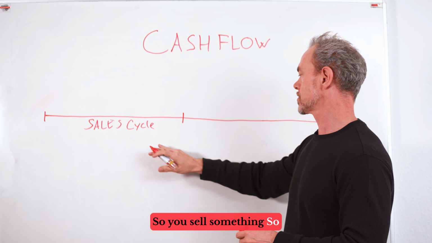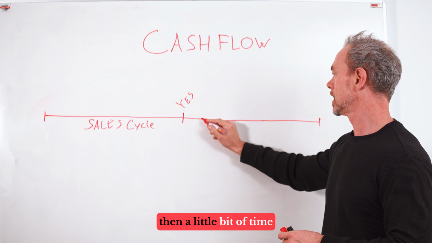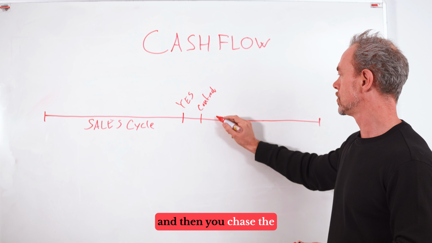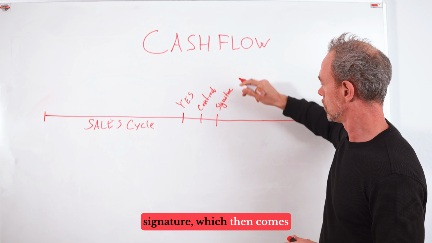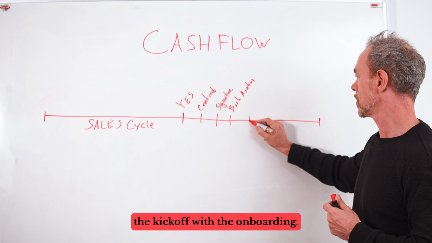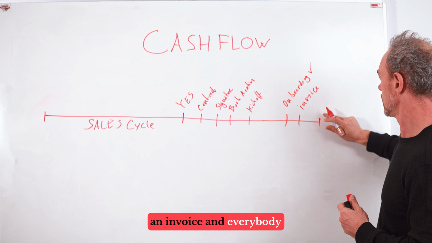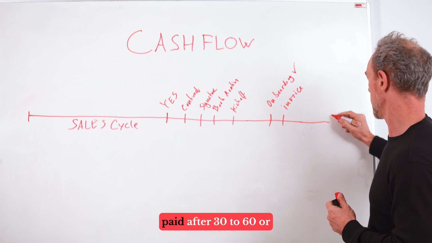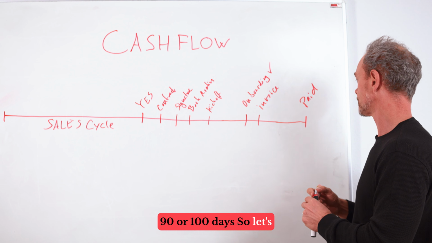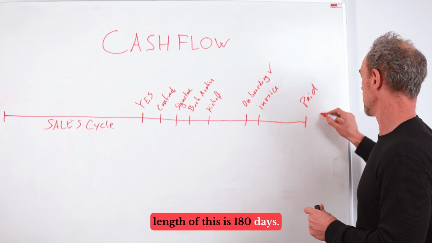So you sell something. So this is where the customer says yes. Then a little bit of time passes, and then you send them a contract. And then you chase the signature, which then comes through, and then you have the kickoff with the onboarding. And then once onboarding is done, then you send an invoice, and everybody knows that invoices are paid after 30 or 60 or 90 or 100 days. So let's say that the total cycle length of this is 180 days.